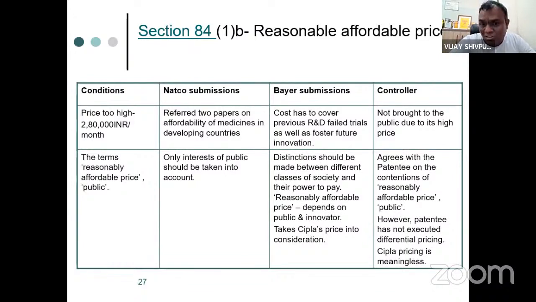If you are so much bothered, if you feel the affordability clause differs for me and my friend who is working with a global MNC, okay, the pricing is different, keep a differential pricing. Why are you not doing that? And CIPLA pricing is meaningless as far as the reasonable affordable pricing is concerned. So if you look at the kind of data that is getting generated here, the kind of competitive intelligence or business intelligence NATCO has done was really wonderful to understand each of the clauses.